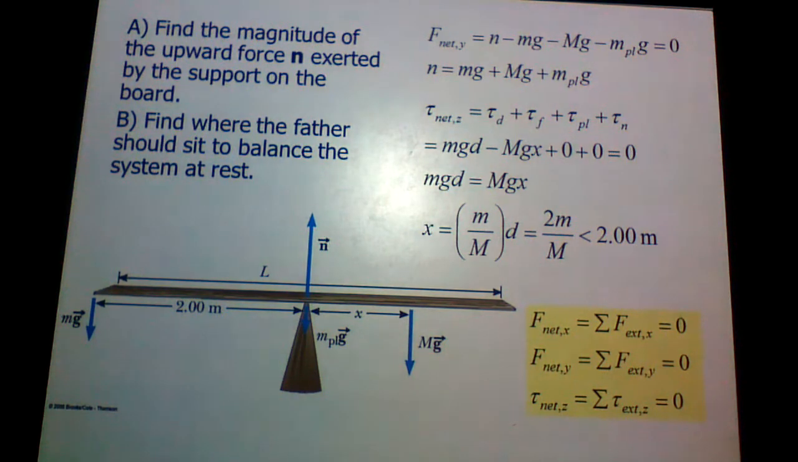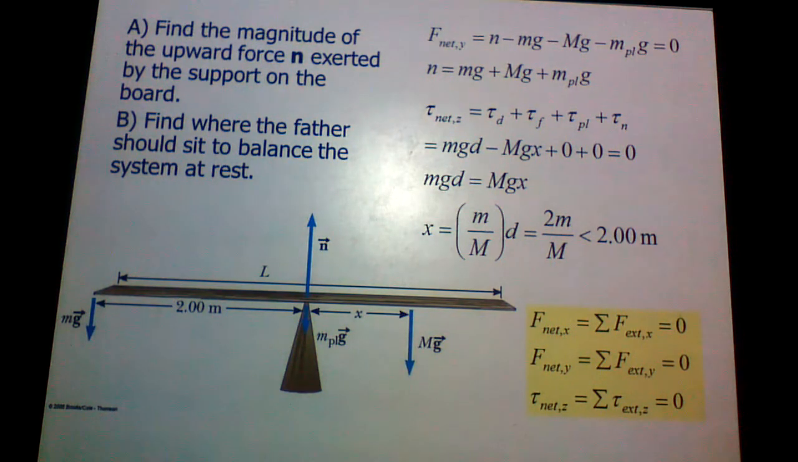And since they're at rest, this should be equal to 0, so then I could rearrange this equation for the normal to say that the normal is equal to, ultimately I could even go a step farther and let's take g out, where I would say N is equal to g times the sum of the masses together. So A is really easy in trying to find the normal force. B, so it's a little harder. B says, find where the father should sit to balance the system to be at rest.